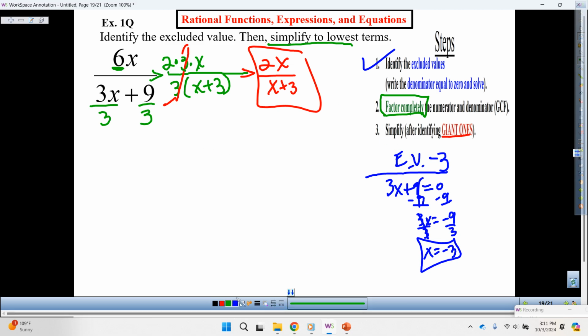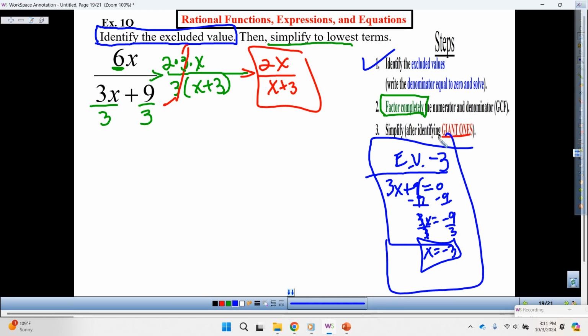This is something else. Like I said, this is the first part. When they ask you for excluded value, this is the work for that. This second portion is something else. It's simplification.